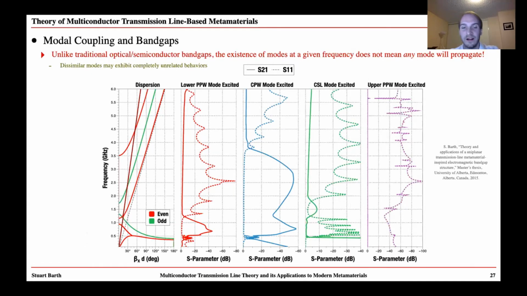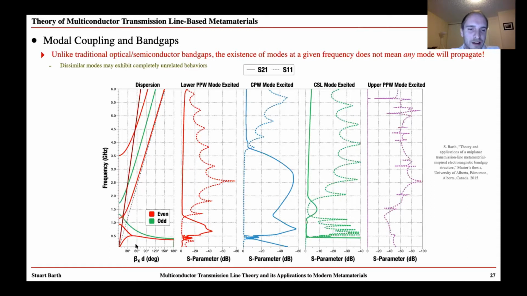So an important point, and a very interesting one, I think, that distinguishes this modal formalism from something that we would see in traditional optical or semiconductor systems, is that if we look specifically at, let's say, band gaps, the existence or the non-existence of modes at a given frequency does not imply that any mode will propagate or not. Specifically, we understand from this formalism that dissimilar modes may exhibit completely unrelated behaviors. And what I mean by that, I think, is depicted in this diagram below.